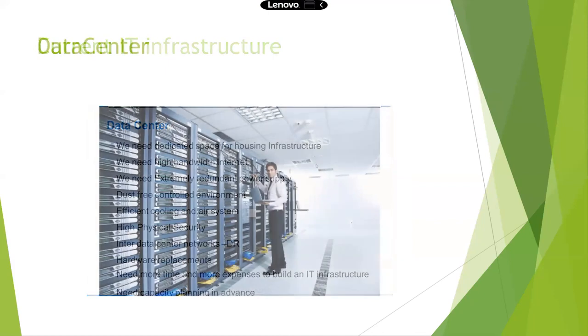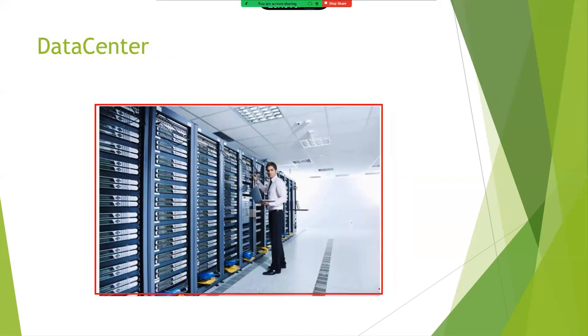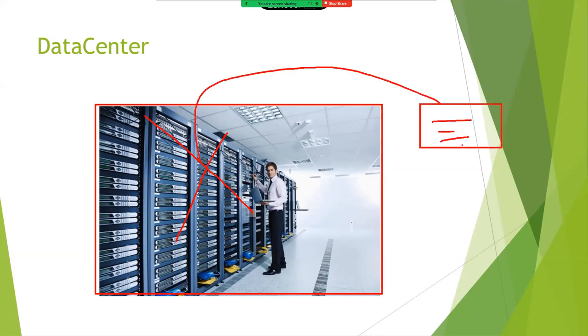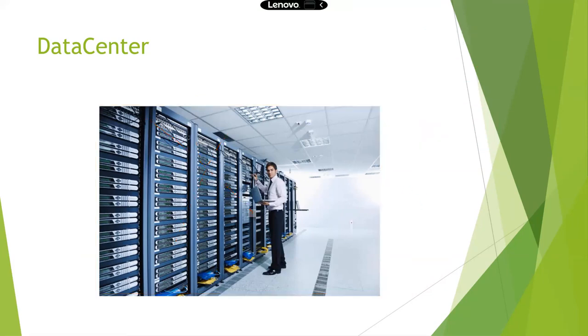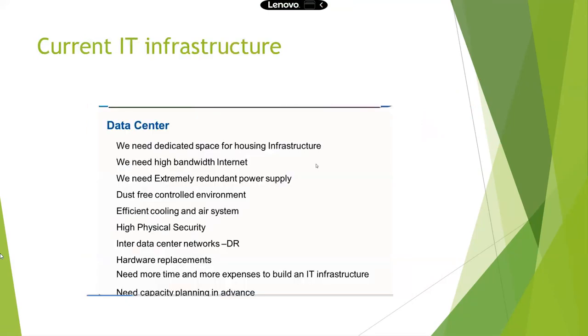Next is inter data center networks, DR, disaster recovery. What does it mean? For example, we had only one data center. Now, due to some unexpected event, this data center has crashed. So how can I recover the data? To recover the data, we require another backup data center that we call DR, disaster recovery. To maintain a disaster recovery data center, again, it is cost. To maintain a data center is not a small task. We have to spend crores and crores. And to establish and maintain it, we have to spend a lot of time. So this is another challenge.